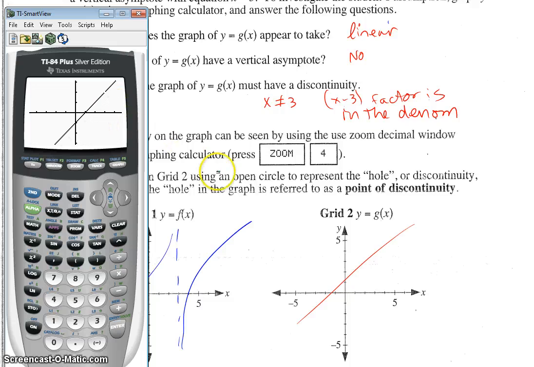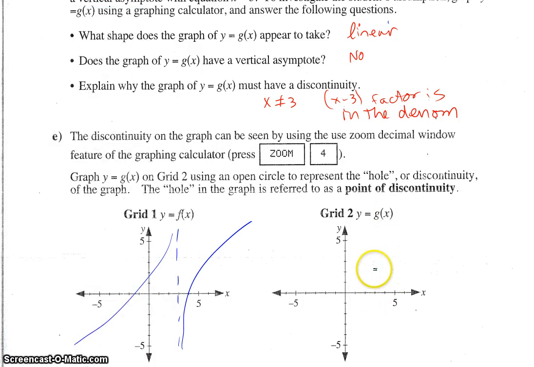So we want to put a hole in the graph at 3, 2. Okay, so what we're going to do here is put a hole in our graph at 3, 2, and then draw the graph the rest of the way.